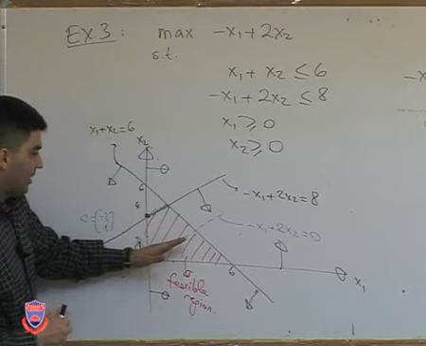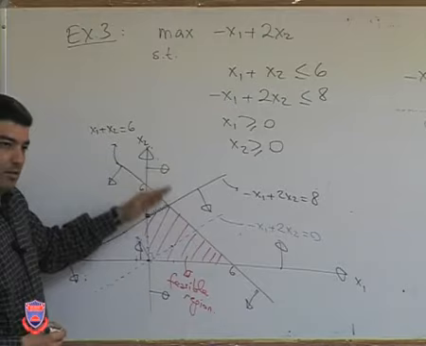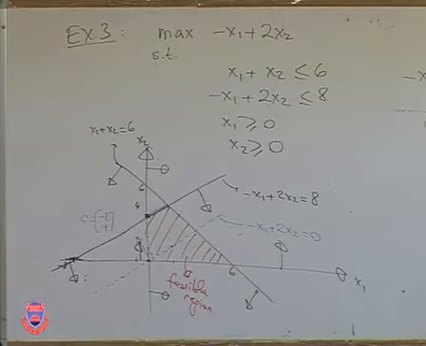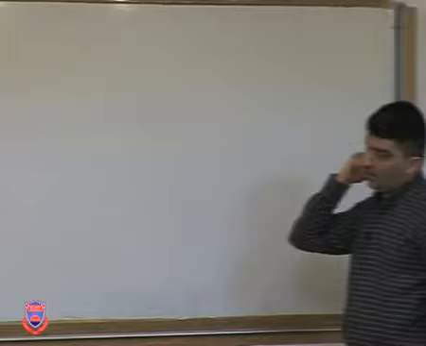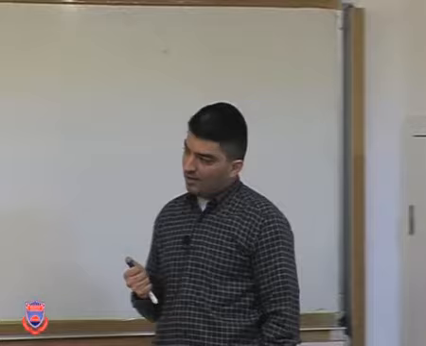If I keep moving this line any further, then I'm going to lose contact with the feasible region, which means that anything above this cannot be achieved by any feasible solution. Does everyone see that? All right. Now, unlike the previous two examples, here we have a lot of optimal solutions. In the first two examples that we have seen, there was a single best solution, right? Whereas right here, how many optimal solutions are there in this case? There are actually infinitely many optimal solutions, right?